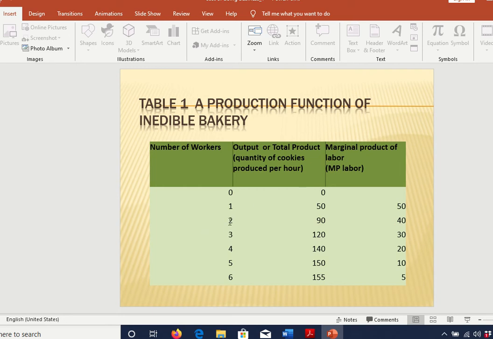So that means the second worker adds 40 cookies to the total production. So that's the marginal product of labor of the second worker. And then when we go from 2 to 3, okay, the change in input is once again 1 worker, and the change in the quantity of output is 30. Okay, so 120 minus 90. So what that means is the marginal product of labor of the third worker is 30. So you can see a decreasing marginal product of labor as the number of workers increases.